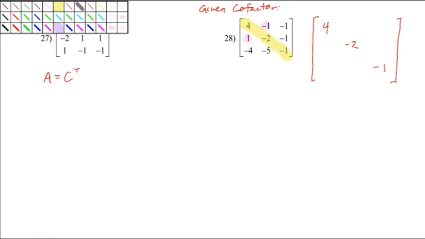So we're going to replace 1 and -1 here, to replace -4 and -1. And finally, we're going to replace -1 and -5. This is just a swapping of elements across the diagonal, and the diagonal remains the same.